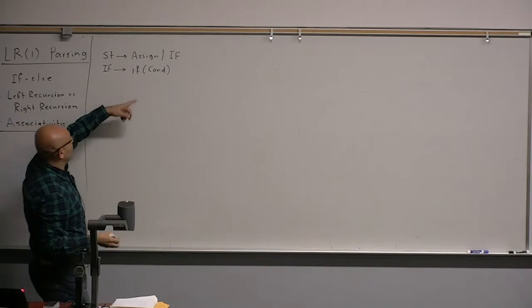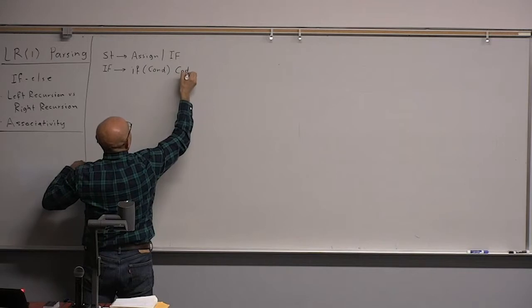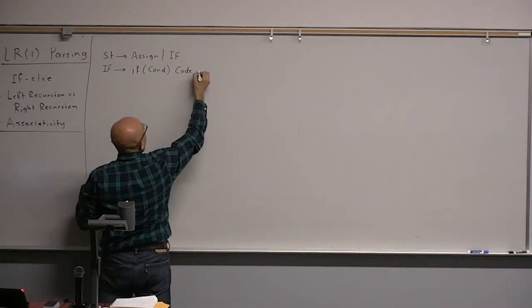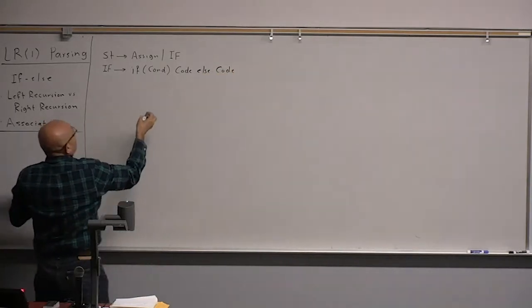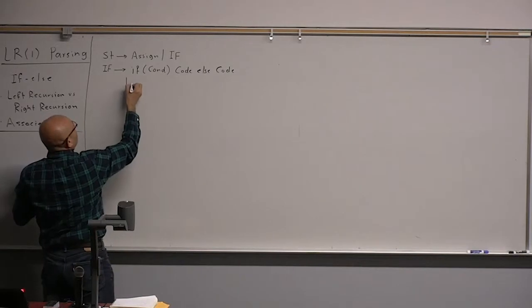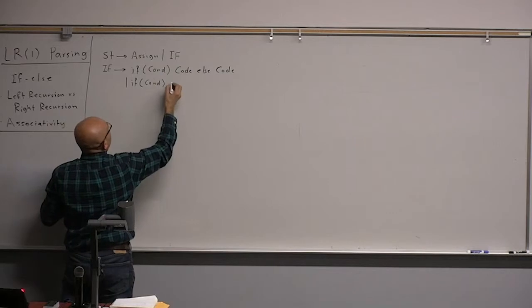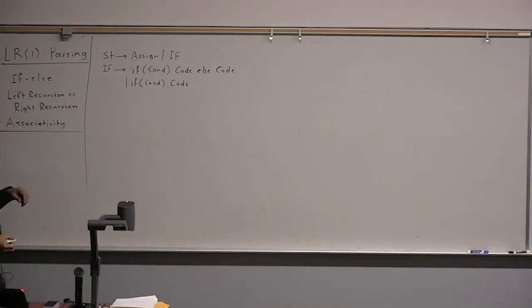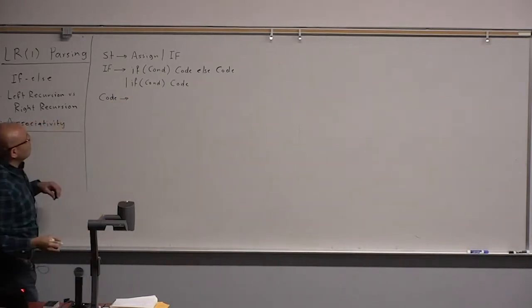So we have an if with a condition, and then after the if we have some, let's call it code, and there is an else, some code, or you can have an if without an else. So you can have a condition with code and no else. So the else is optional. Of course, this is one way of doing this.